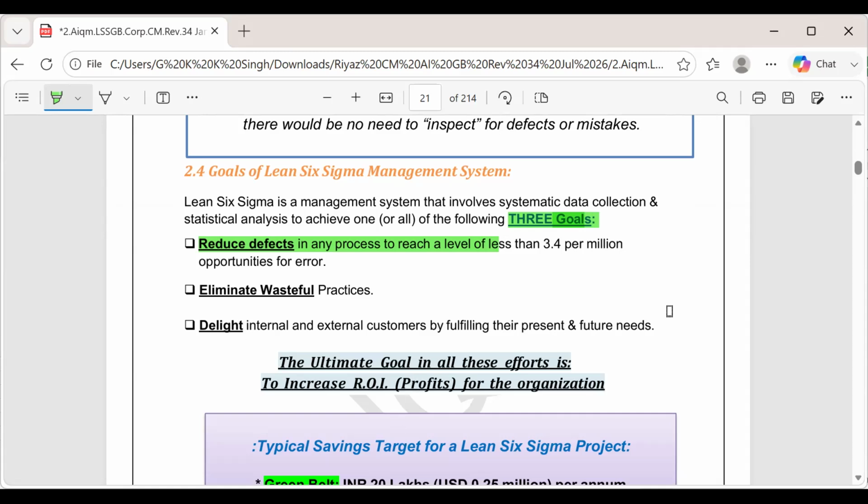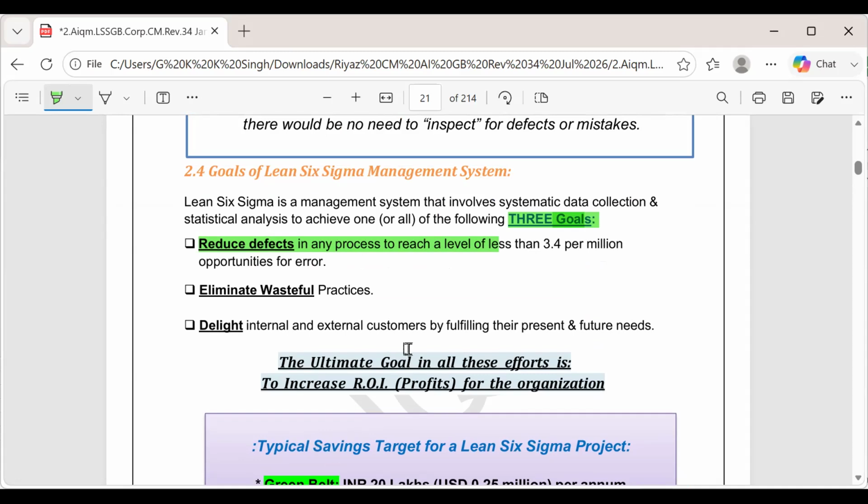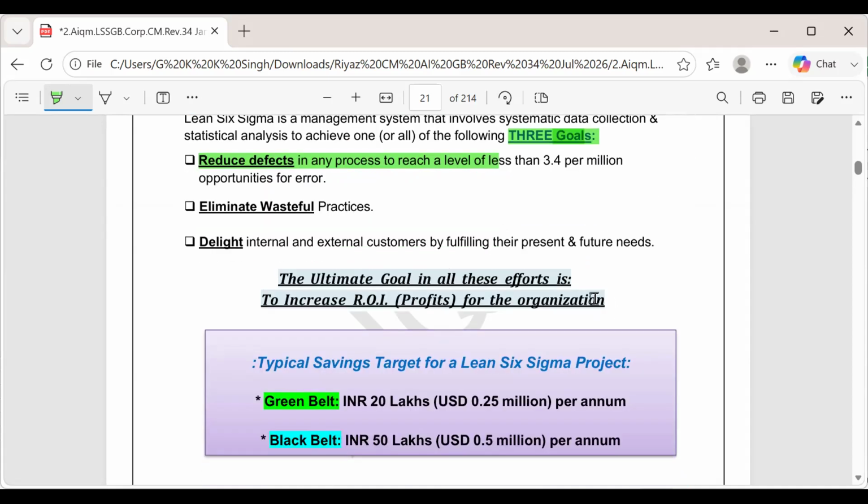The ultimate goal in these efforts is to increase the ROI or profits for the organization, and the typical expectation from teams working on Six Sigma projects is that they will achieve certain savings because of the project.